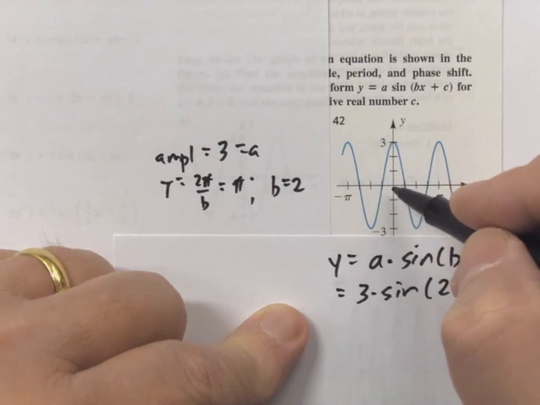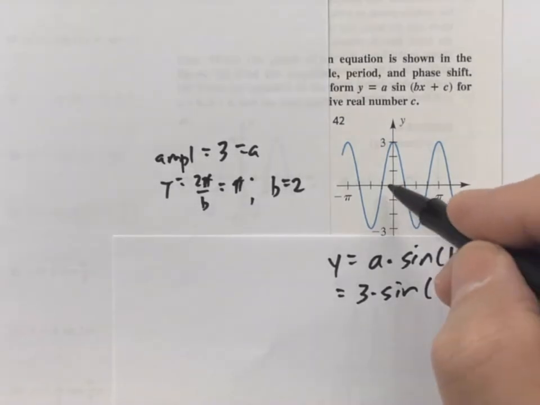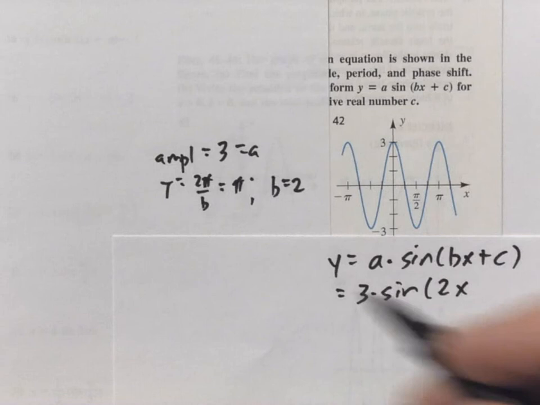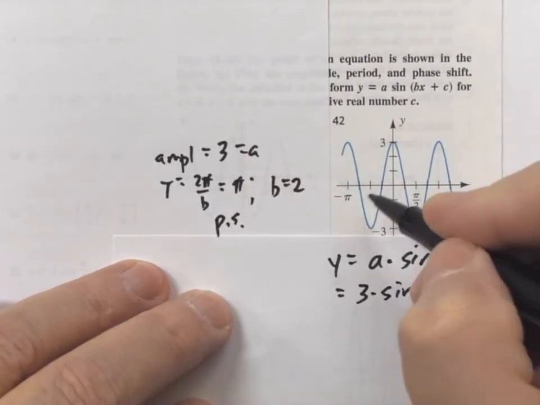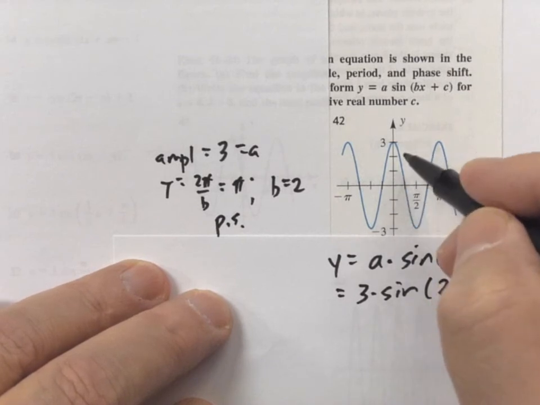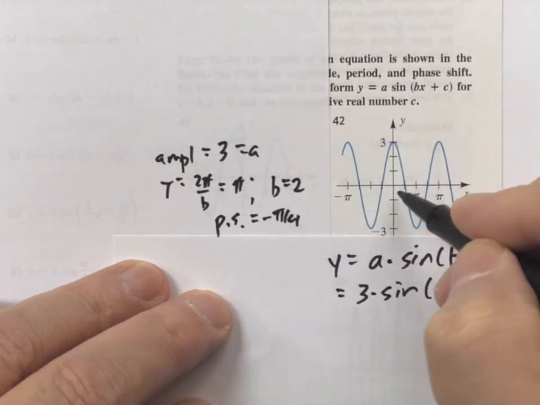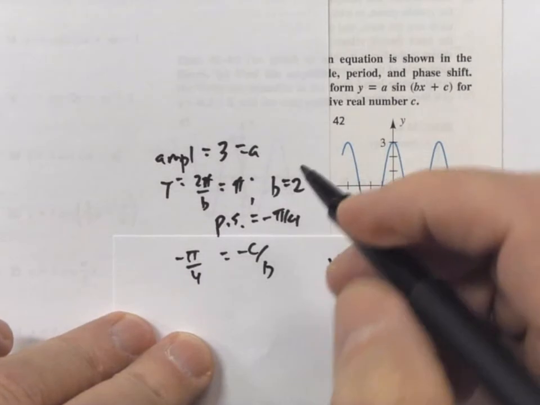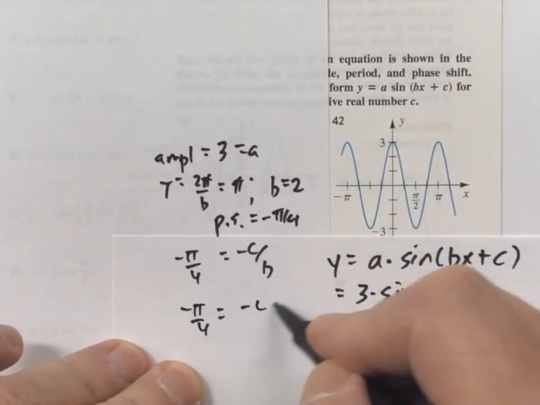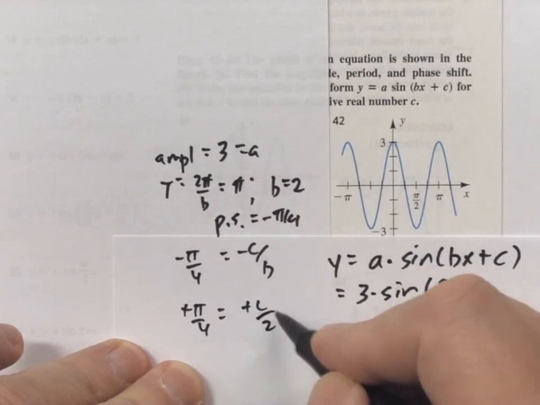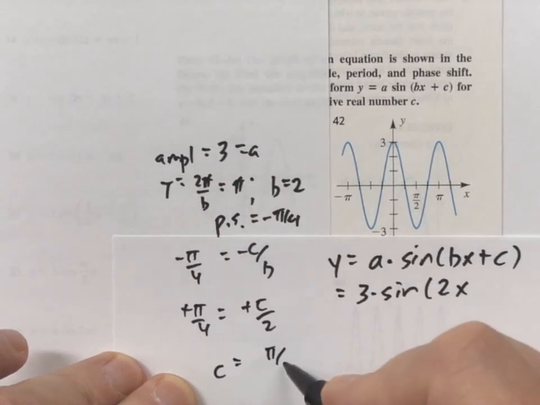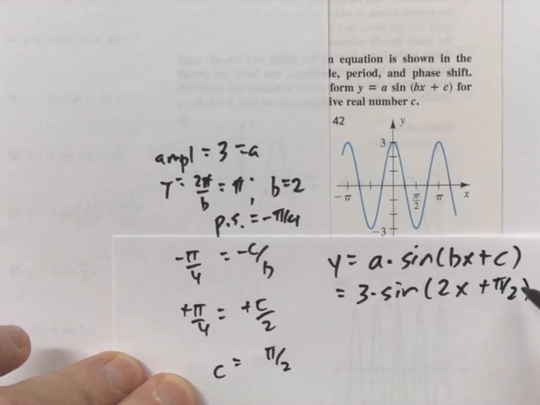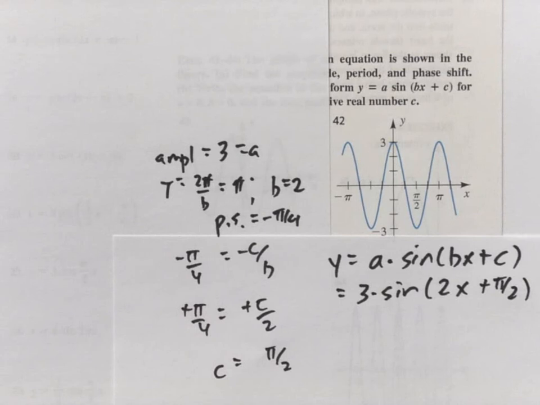So it looks like this is the difference. This is how much it's shifted. And it looks like to me it's pi over 4. Each one of these tick marks is pi over 4. So my guess is the phase shift is negative pi over 4, because you move it that way a little bit. So negative pi over 4 is negative c over b. So this is some algebra here. Well, the negatives cancel out. And b is 2. Multiply both sides by 2, it looks like C is pi over 2. So it looks like the equation for that graph is y equals 3 times sine of 2x plus pi over 2. And that looks correct.